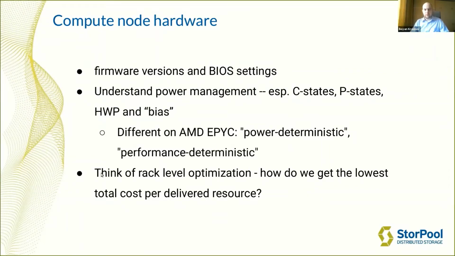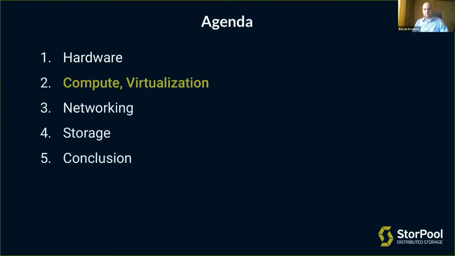And something to keep in mind is you need to think of rack level optimization. So instead of trying to optimize the cost and performance of an individual server, what you're trying to optimize is kind of the total solution cost, which requires you to look at least rack level, if not data center level optimizations, right? The next section is on virtualization and CPU and memory.